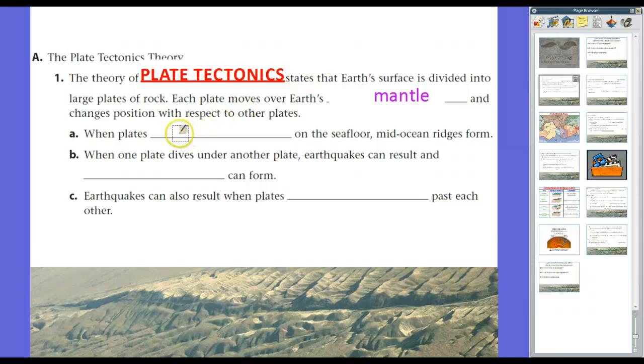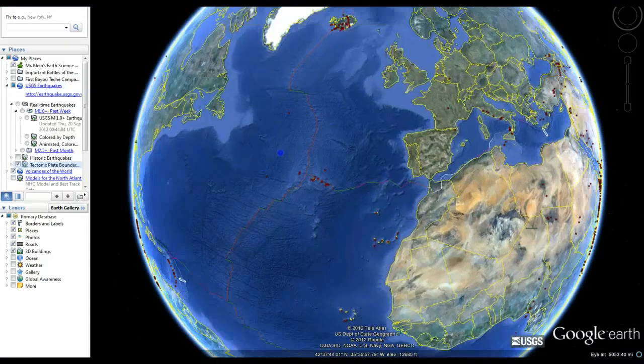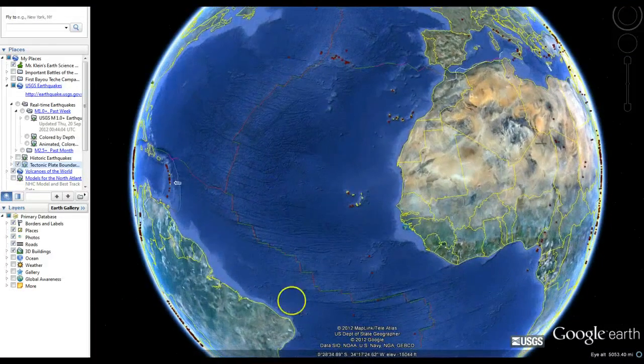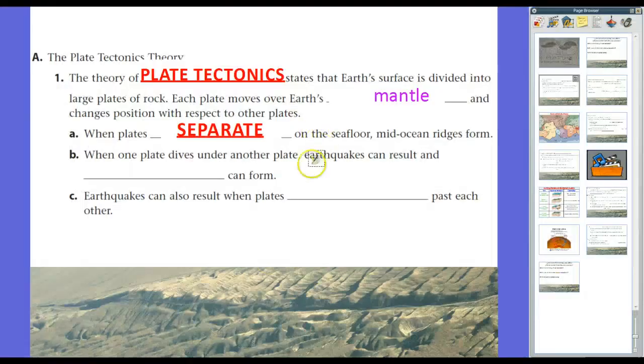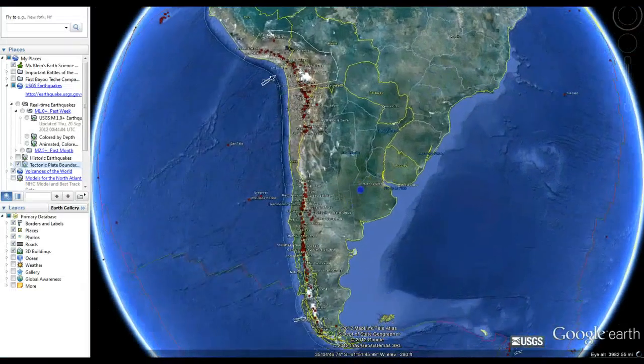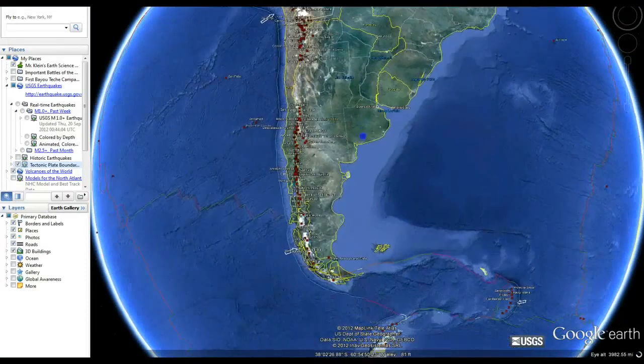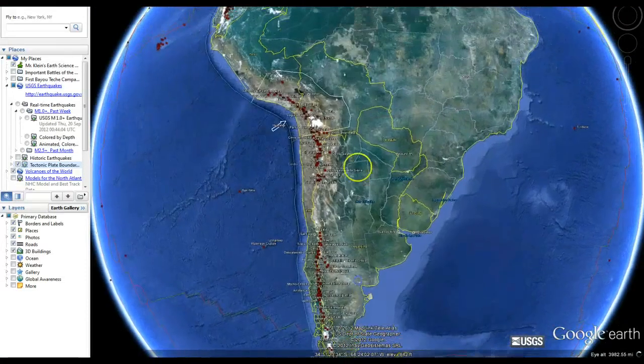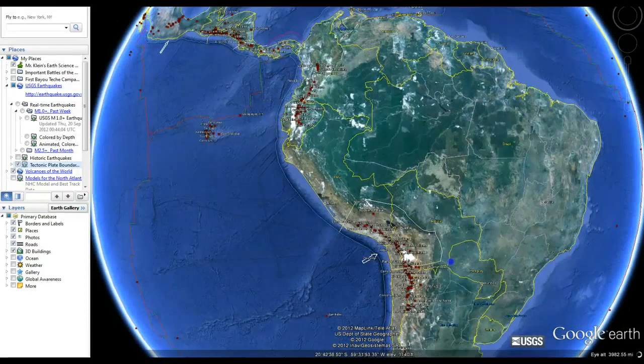For example, when plates separate across the ocean floor, mid-ocean ridges form. For example, this mid-ocean ridge over the Atlantic Ocean is the process of 2 plates separating. Now, when one plate dives underneath another plate, earthquakes result and mountains can form. For example, we have the Earth's crust diving underneath here, and the Andes is geographically the largest mountain range on the Earth.